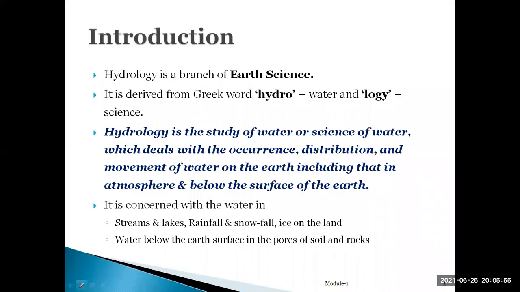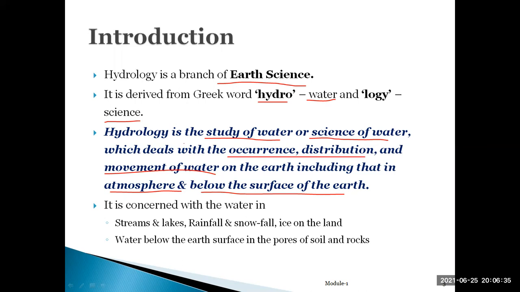So coming to the introduction, what is hydrology? Hydrology is a branch of earth science. Hydro is derived from a Greek word which means water, and logy means science. So hydrology is nothing but the water science. If we say the definition, it is the study of water or the science of water, which deals with the occurrence, distribution, and movement of water on the earth, including that in the atmosphere and below the surface of the earth. So that is the definition of hydrology.